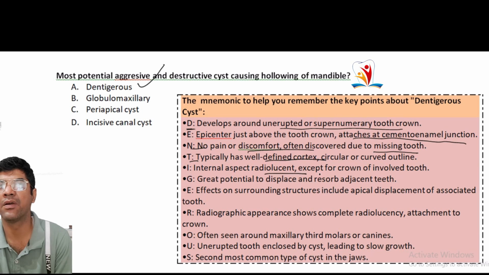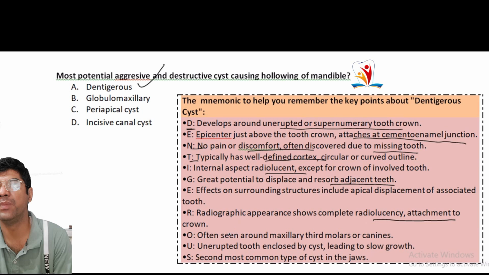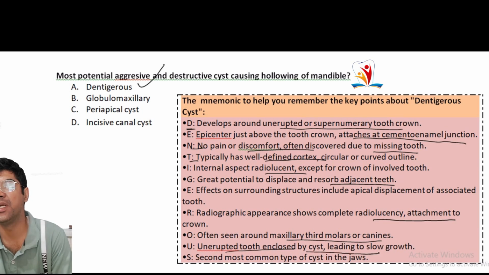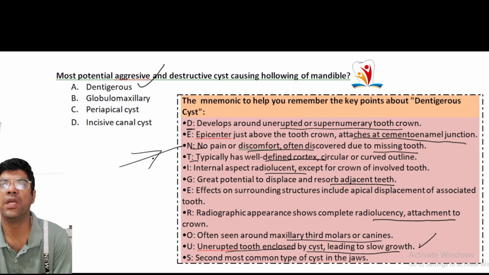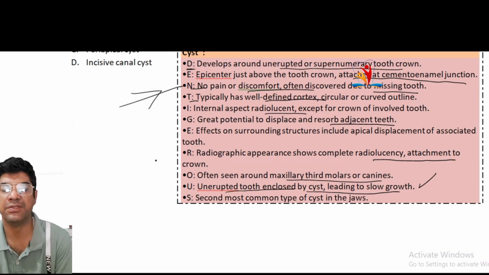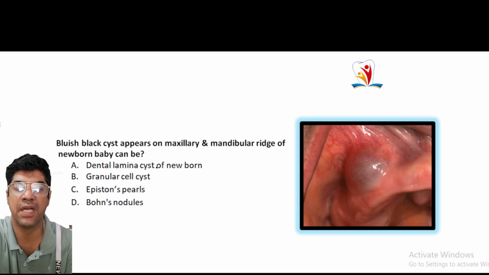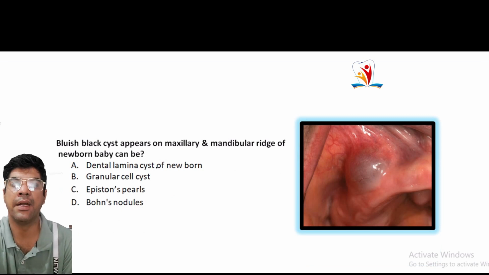Typically it has a well-defined cortex. Internal aspect, it is radiolucent. It has great potential to displace and resorb the adjacent teeth. Effect on the surrounding tissue. Radiographic appearance shows complete radiolucency that is attached to the crown. Often seen around the maxillary third molar or canine, unerupted teeth enclosed by the cyst, leading to growth. So remember all these. This is a very important mnemonic; the dentigerous cyst is the examiner's favorite question that they generally ask in entrance exams.